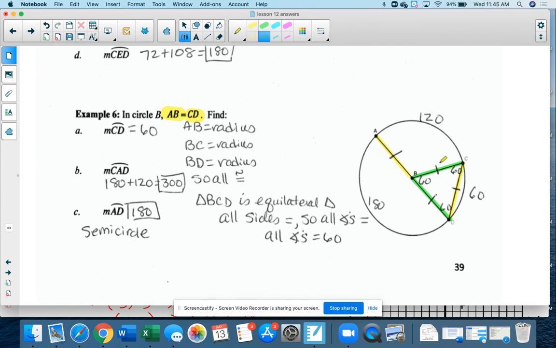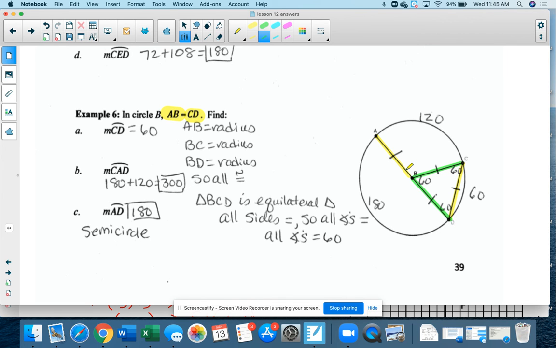And if AB was equal to CD, then that means all of these sides are equal. So that makes this an equilateral triangle right here. And if it's an equilateral triangle, that means all of these angles are equal. So 180 degrees divided by 3, each of these angles is 60 degrees.